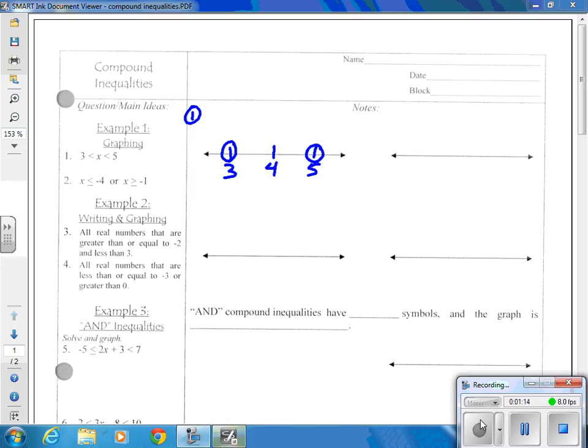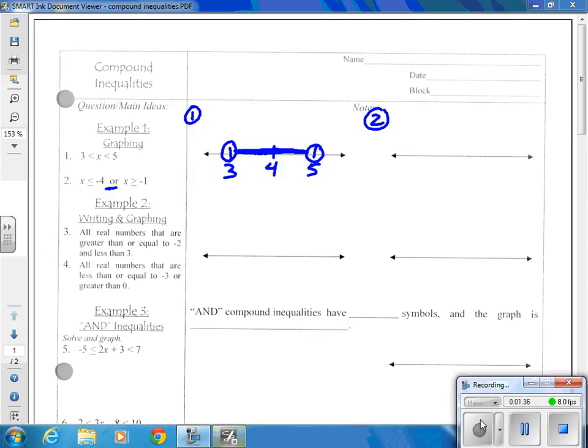Now, the way this is read, x is all the numbers between 3 and 5. So when you go to shade on your number line, you shade all of the numbers that are in between 3 and 5. Right? So that's the way that graph will look. When you go to number 2, you'll notice that it's two inequalities joined by the word or, right? And this is known as an or inequality, or compound inequality made of or.